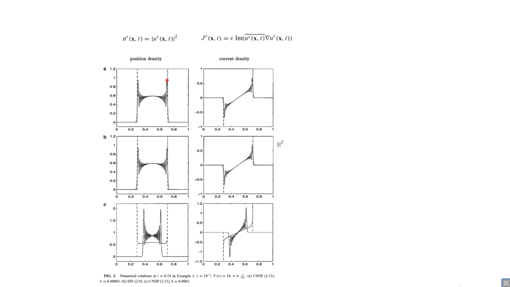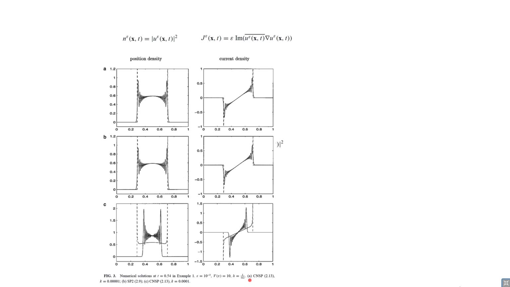As you can see, you have a lot of oscillations, even at this singularity, called caustics here, this large gradient. Next, if you take U bar times the gradient of U, it's called the current density. That looks like this. You have a lot of oscillations. And here we do an experiment.